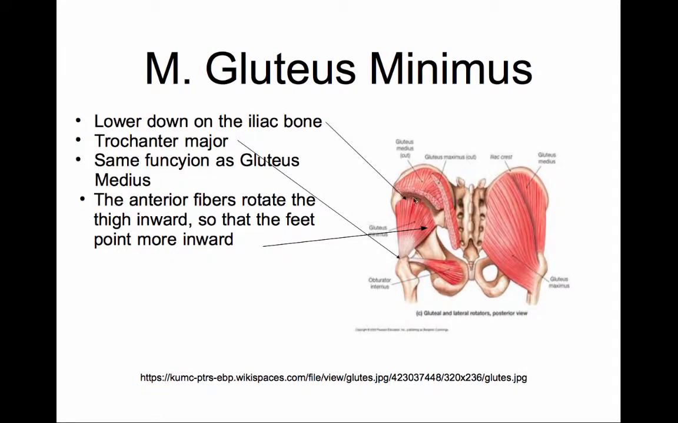Gluteus minimus has a similar action, but the origin is a bit lower down. It also helps, the anterior fibers help rotate the thigh inwards so that the feet point more inwards.